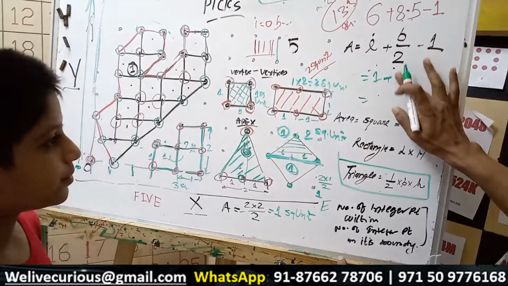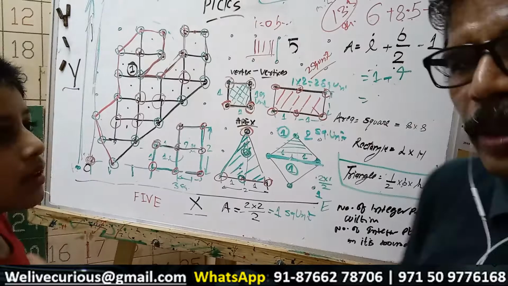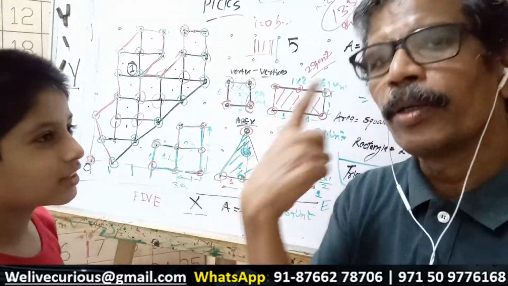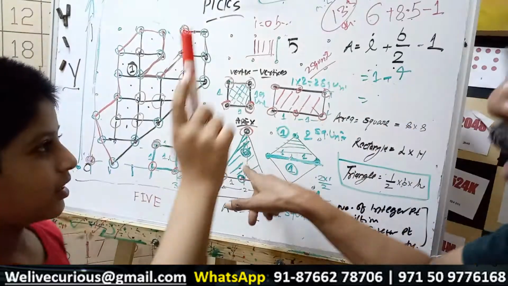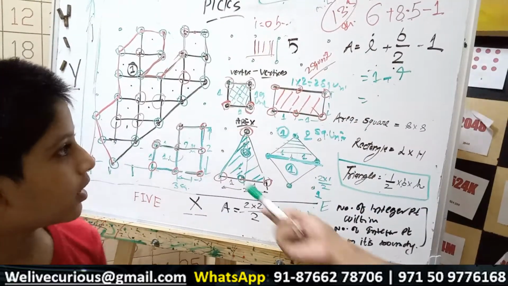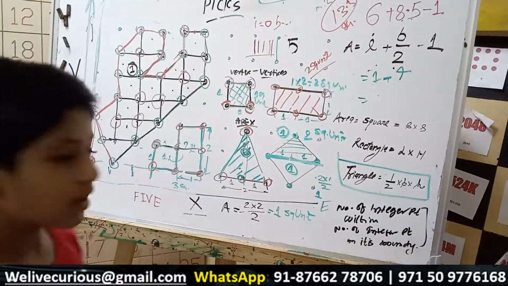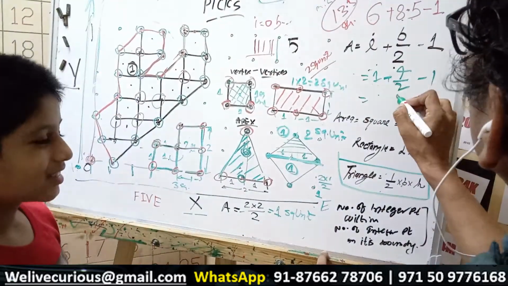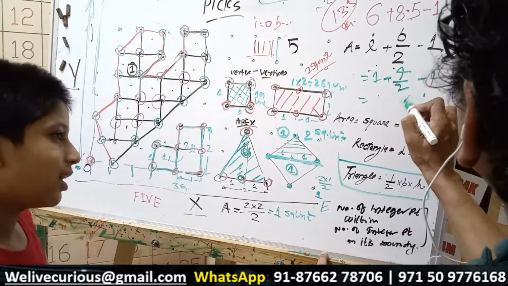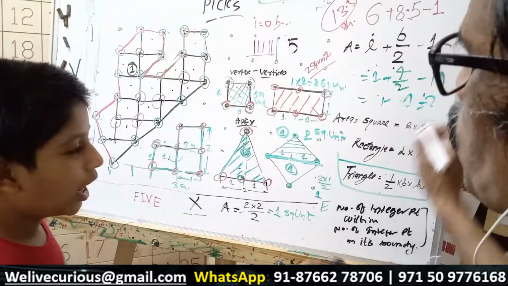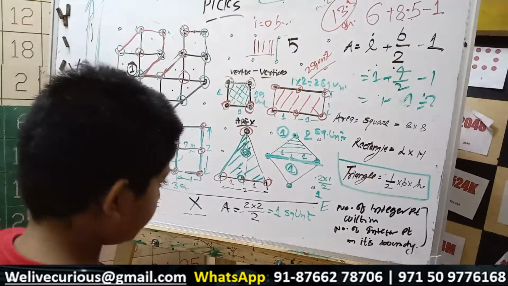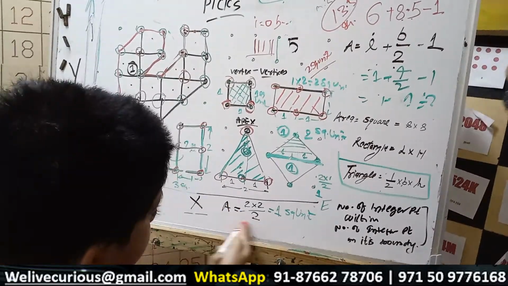4. So again, how will we do it? 4 we will make it half. Half is 2, take away 1, that is 1, plus internal points 1, is 2. So 4 by 2 minus 1, 2 minus 1 is 1, and 1 plus 1 is 2 square units. So how much did we calculate here? 2 square units.